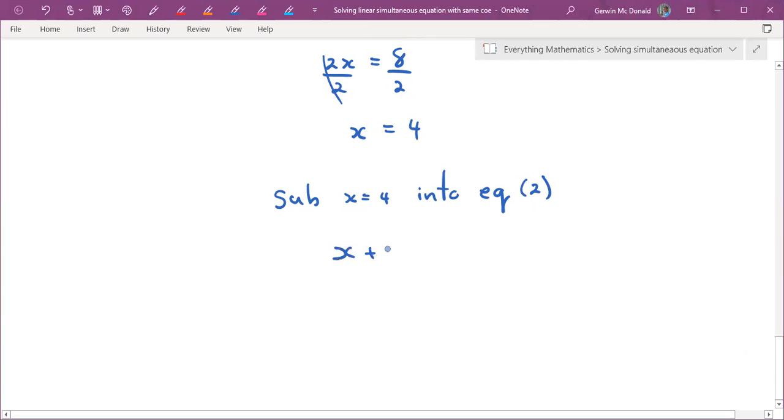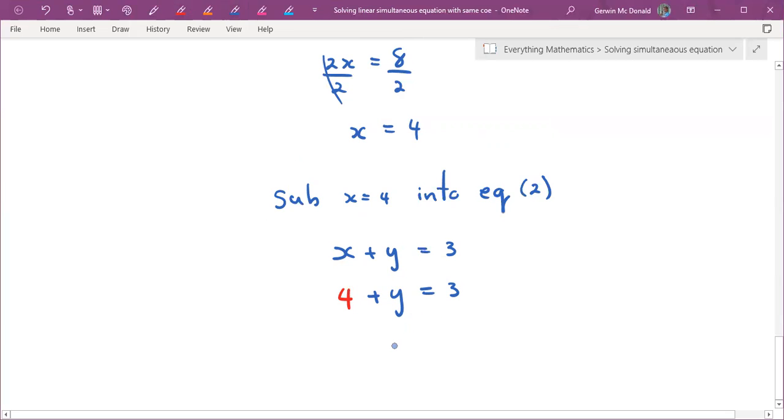x plus y is equal to 3. And we know that x is 4. So instead of x, I am writing in 4. 4 plus y is equal to 3. Because remember, x is 4. We just found x to be 4. So we want to know what is y when x is 4.